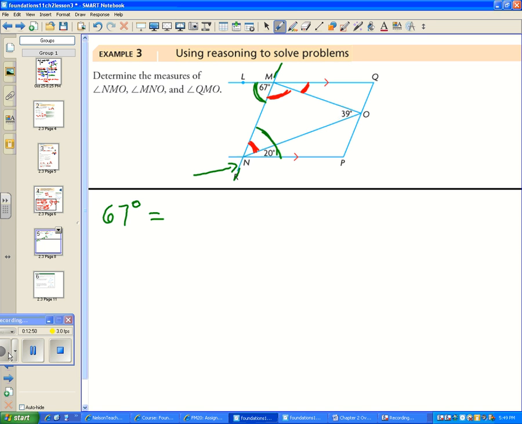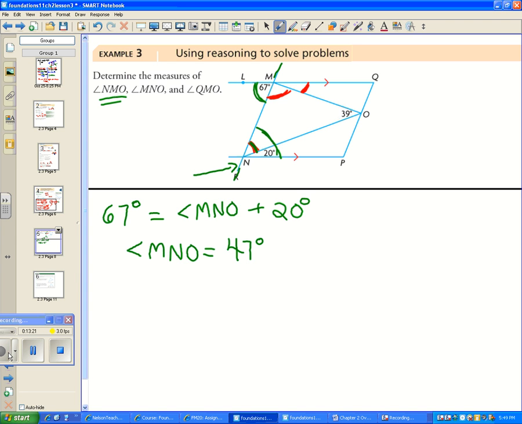So 67 is going to be equal to angle MNO, so that's this guy, plus 20 degrees. So we can solve that angle MNO is equal to, we're going to subtract 20 from both sides, 47 degrees.